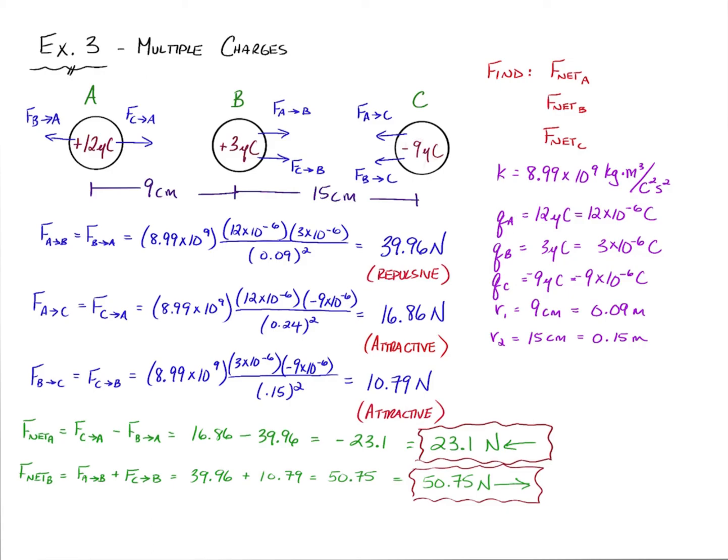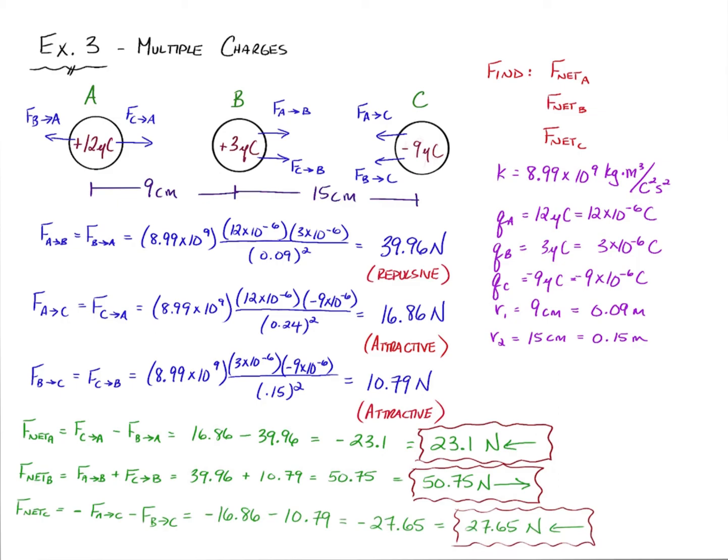To find C, I'm going to do the same thing, but I'm going to notice they're both going to the left, F of A on C and F of B on C, so I should just make them both negative. I'm going to take negative F of A on C, and add to that a negative F of B on C, or just subtract F of B on C. They're both negative, and if I plug that in, I wind up taking negative 16.86 minus 10.79. Again, they're being added together in the negative direction. I get negative 27.65, which tells me 27.65 newtons in the leftward direction.